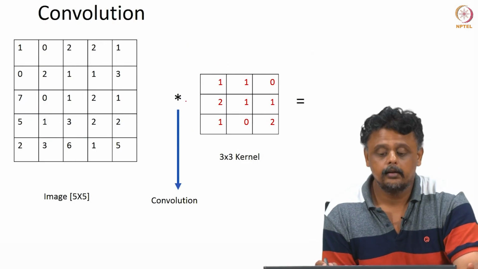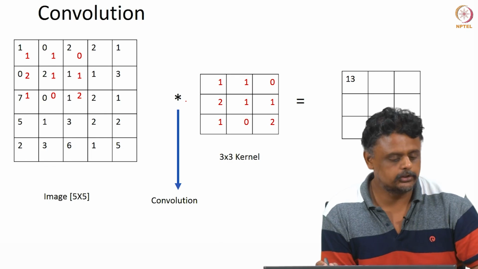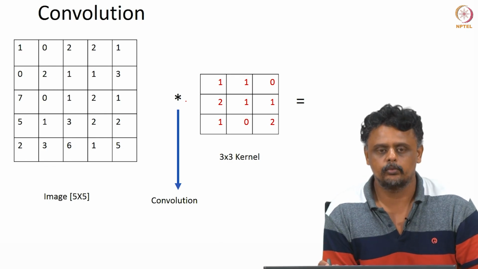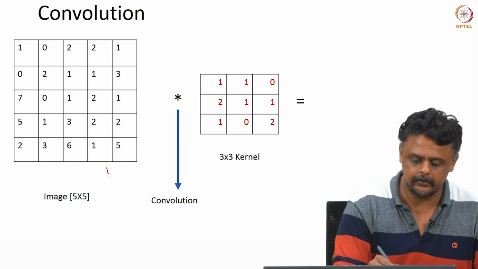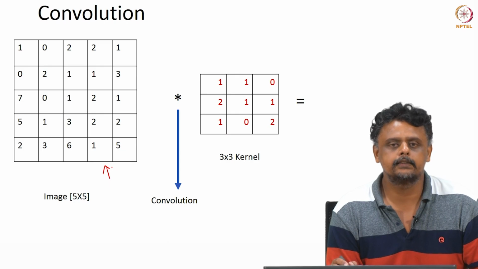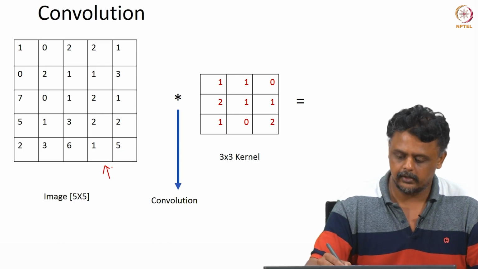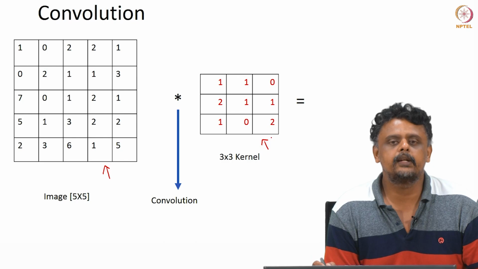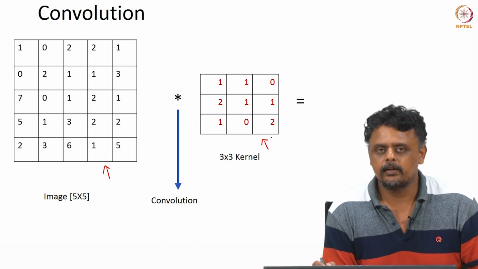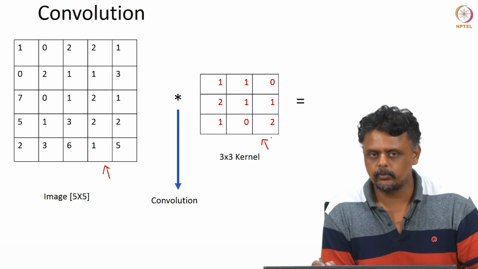Let us look at how a typical convolution works. What we see on the left here is a toy image, a 5 by 5 image, and on the right is a 3 by 3 convolutional kernel. How does one actually perform the convolution? That is what we are going to see.